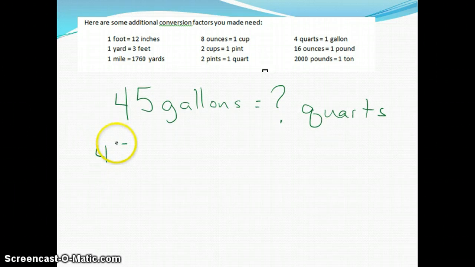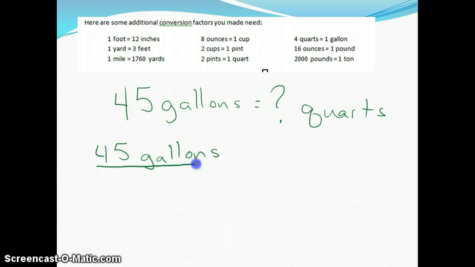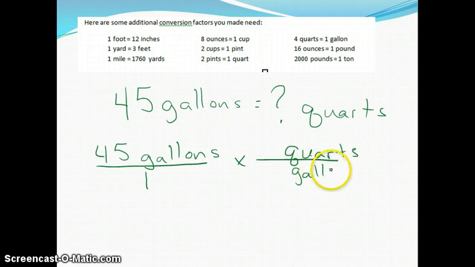We have 45 gallons. We will divide by the 1. And then over here, we will put what we want on top, which is quarts, and what we have on the bottom, which is gallons. So for gallons and quarts, we want to look up and find the conversion factor that uses quarts and gallons. So I'm going to carefully circle this.